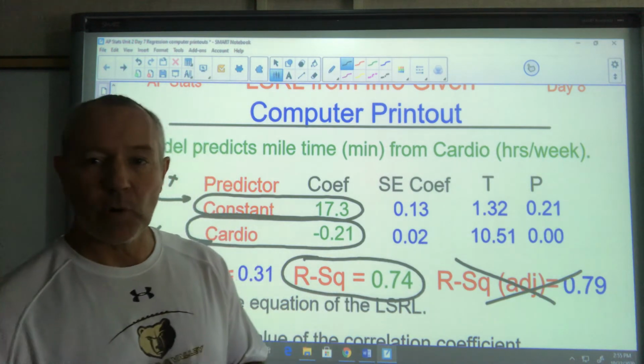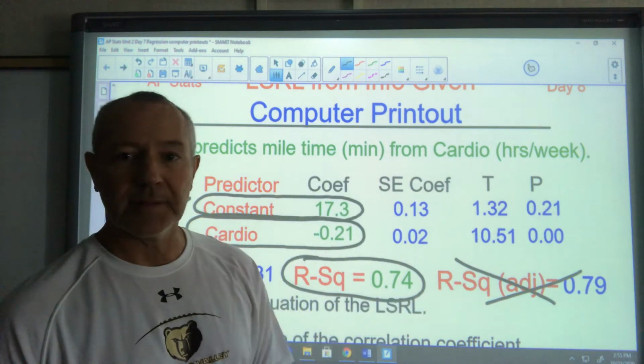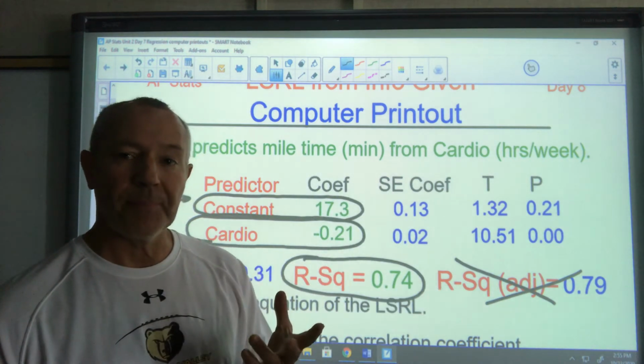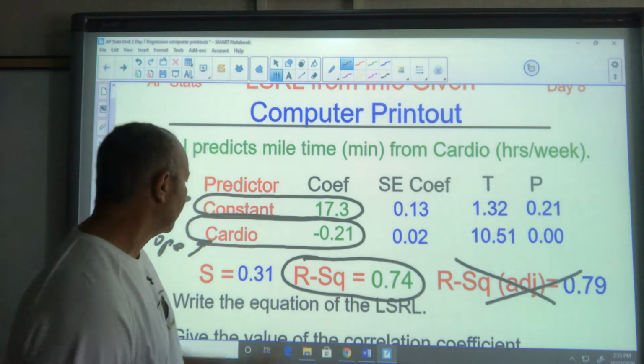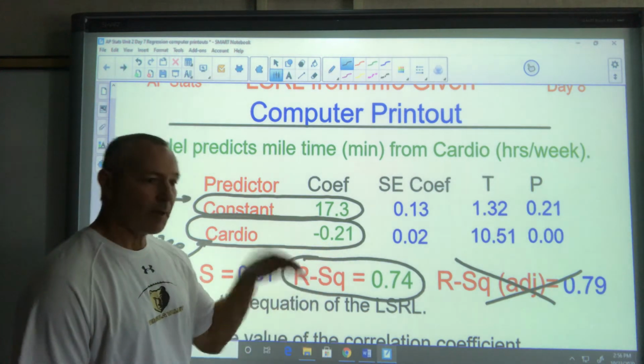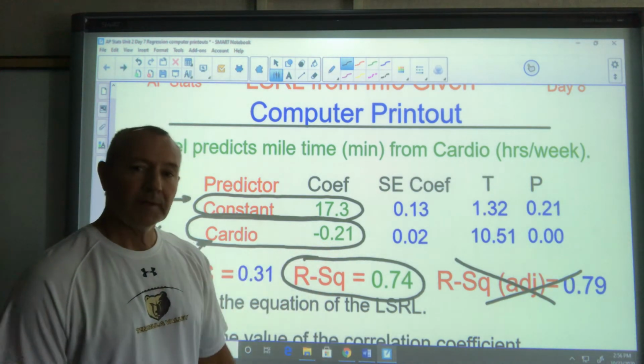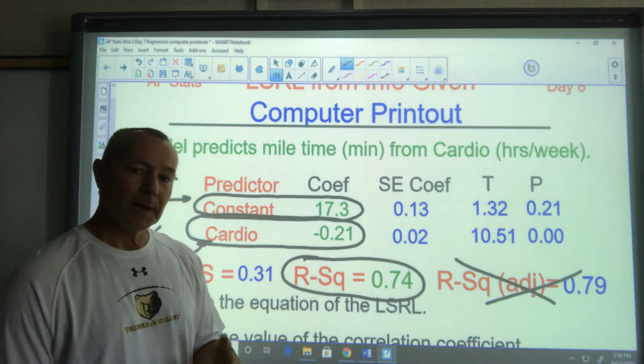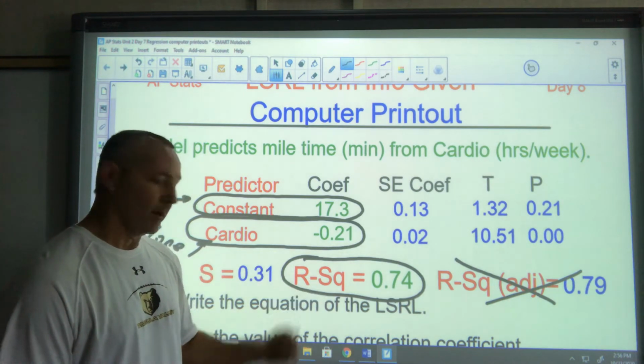Remember that a negative correlation just means going downhill. So what can we do? We can look at the slope to determine that. In this case, my slope is negative, so my line would be going downhill, so my r value is going to be negative. Again, it won't show up here.